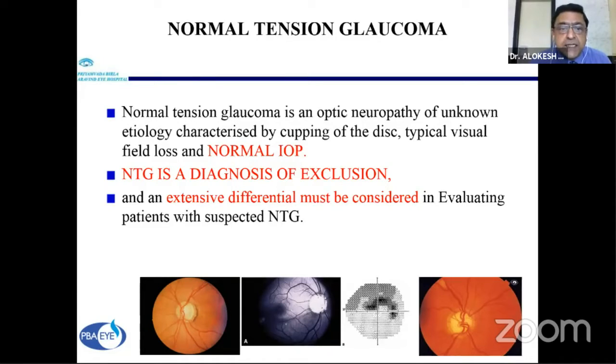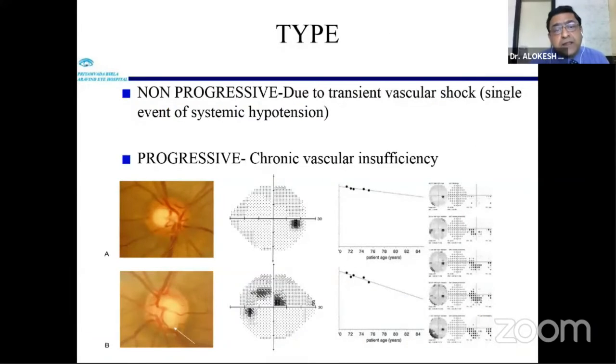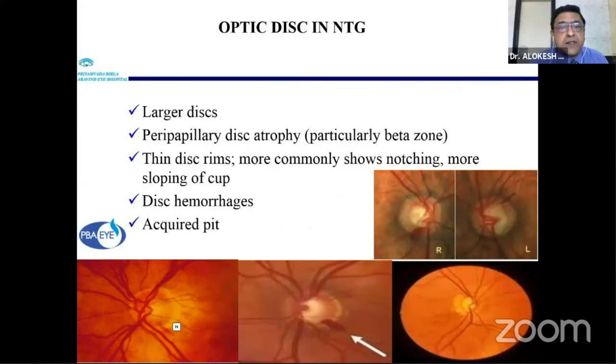Coming to normal tension glaucoma, it is an optic neuropathy of unknown etiology, which is characterized by cupping of the disc and typical visual field loss, but with a normal intraocular pressure. And it is a diagnosis of exclusion, and an extensive differential must be considered before diagnosing this. For example, it's most important to rule out ocular hypertension. It is described to be of two types: the non-progressive variety, which may be due to a single event of systemic hypotension in the past, or the progressive variety with chronic vascular insufficiency.